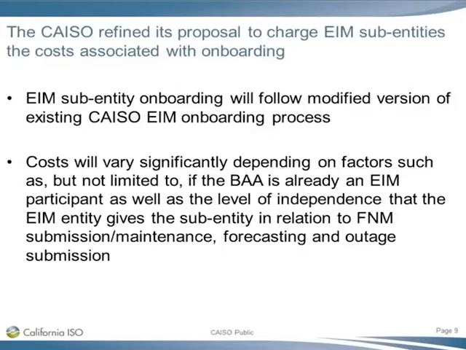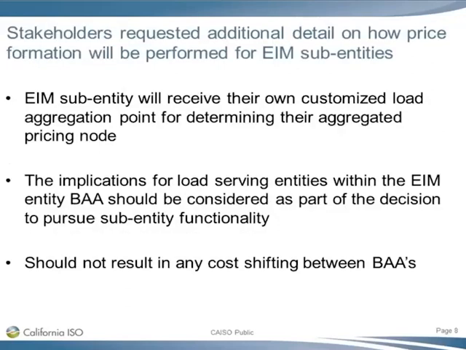Caller, you are unmuted. Please go ahead. Hi, this is Callie Wells with WPTF. I have a quick question on slide 8 when you were talking about price formation. So I get that it wouldn't result in any cost shifting between BAAs, but would it result in cost shifting between entities within an EIM BAA that now has maybe one entity choosing a CLAP and the others not? Kelly, I think the answer to that is it would have the potential to cause that, but that decision has to be signed off on by the EIM entity itself. Okay, so when they're making the decision on whether or not they will allow sub-entities, that's something that they would potentially consider. Yeah, I think so. Okay, I appreciate that. Thank you.